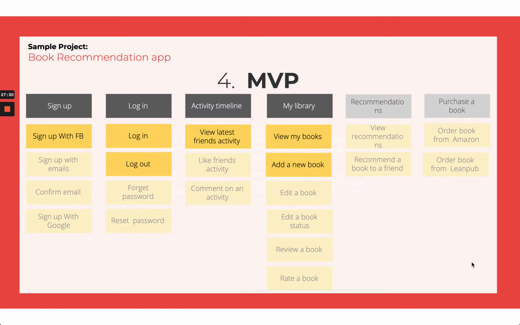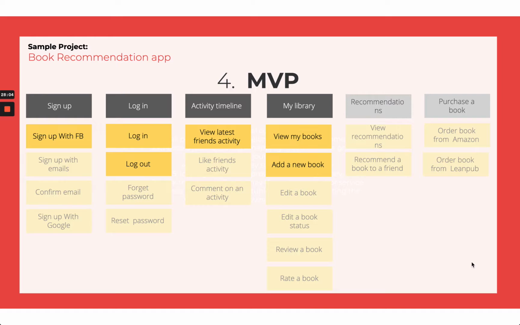Activity timeline, I only include the view latest friends' activity. I will leave the liking and commenting on the activities for later. That can definitely be done later. And in my library, I keep view my books and add a new book, because that's the main functionality of our application. People want to add the books that they read and be able to view their library. But it's okay if they cannot edit a book or the title of the book at the moment, or review a book. I can leave that for later.